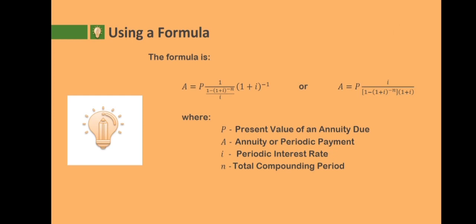Using a formula. So, meron tayong dalawang formula dito. A is equal to P times 1 over 1 minus the quantity of 1 plus I raised to the power of negative n all over I times the quantity of 1 plus I raised to the power of negative 1, or the second formula, which is A is equal to P times 1 over the quantity of 1 minus the quantity of 1 plus I raised to the power of negative n times the quantity of 1 plus I, where P is the present value of an annuity due, A is annuity or periodic payment, I is periodic interest rate, and N is the total compounding period.